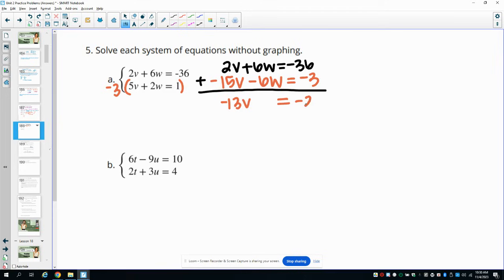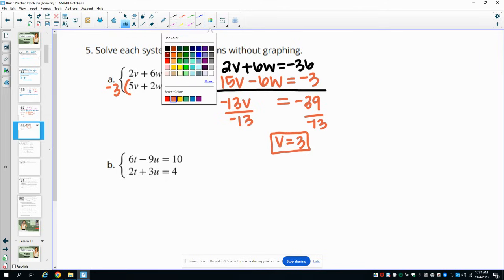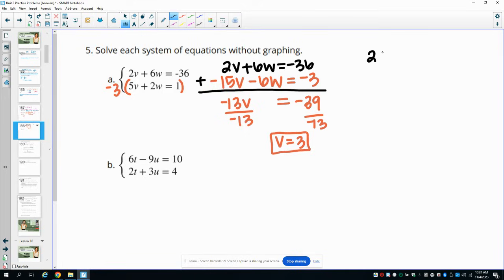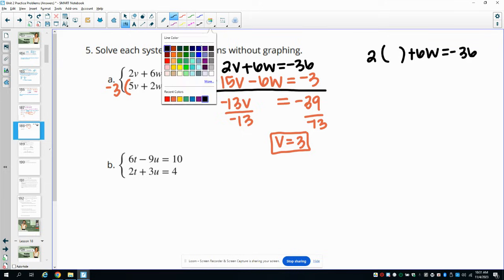-36 plus -3 is -39. So then we'll divide by -13, and we get that v equals 3. So then we'll take that and plug it into one of these other equations. I'll just do the 2 times v plus 6w equation equals -36. We are plugging 3 in for v.